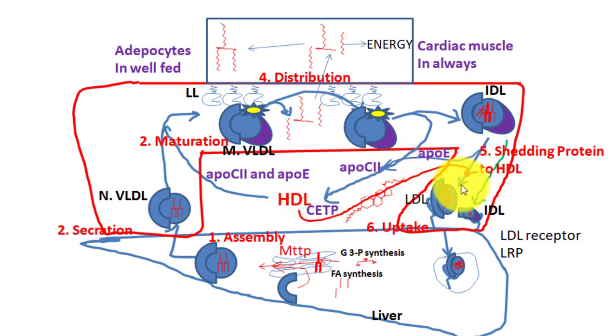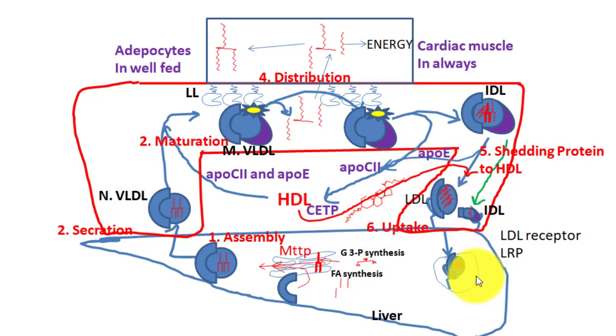So there is one more step in metabolism. After distribution, there will be transfer of cholesterol, acceptance of cholesterol from HDL. So actually for LDL there will be 7 steps. After shedding, LDL will be formed. LDL will receive cholesterol ester, and then it will be catabolized. So remember, this is a very important step: CETP, cholesterol ester transfer protein.